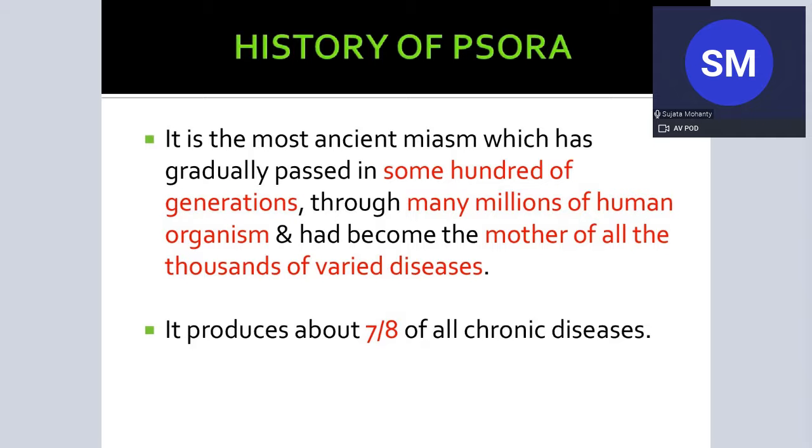Then the history of Psora. It is the most ancient miasm, which has gradually passed through some hundreds of generations, through many millions of human organisms, and had become the mother of all the thousands of varied diseases. It just passed gradually from generation to generation, and it produces almost 7/8 of all chronic diseases.